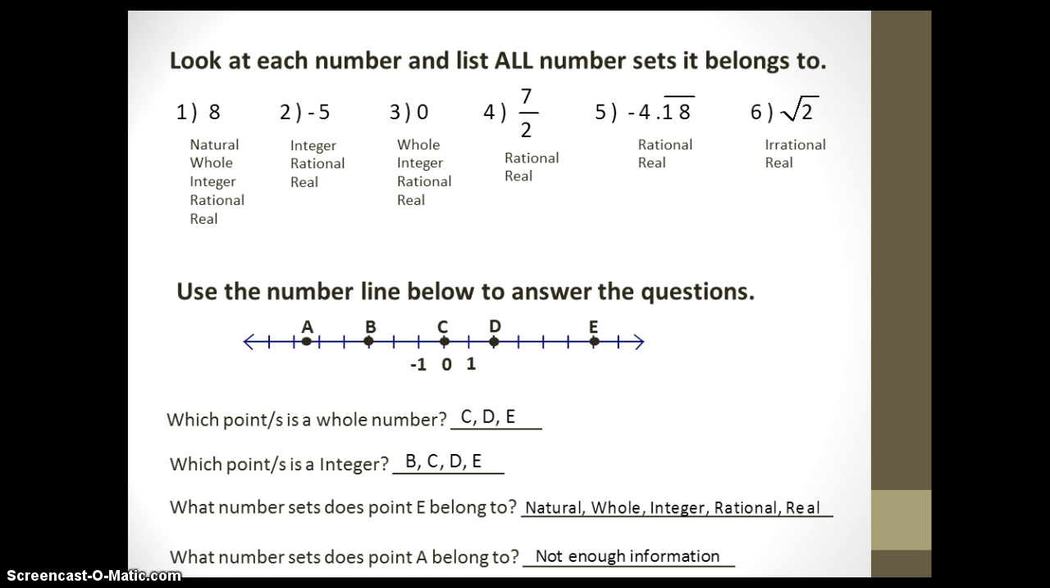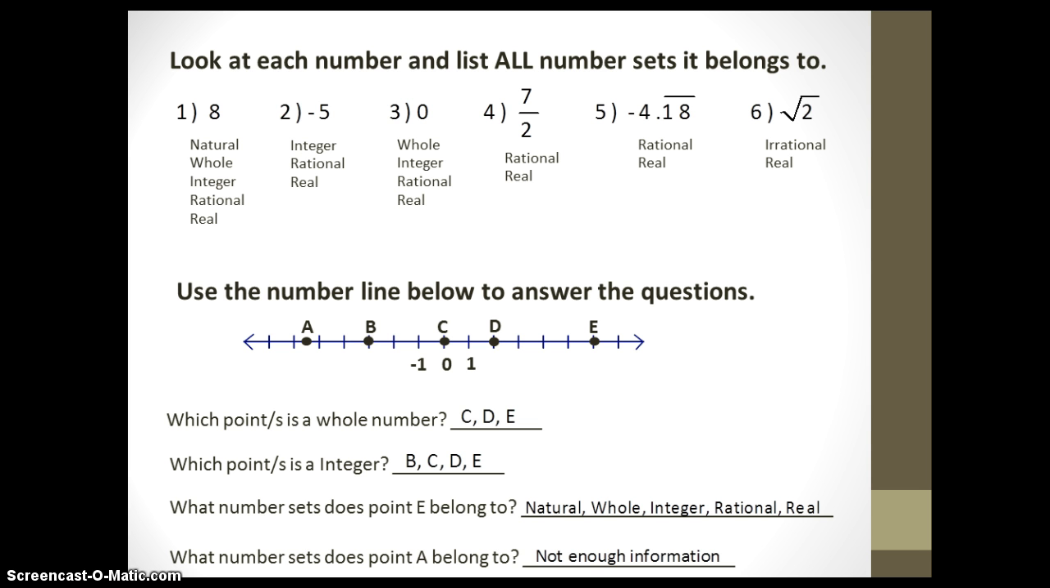Okay, which ones are the whole numbers? Remember, whole numbers are 0 and greater than 0. They do not include negatives, so C, D, and E. Integers are any of those numbers that are whole numbers or their opposites. So we would include C, D, and E, and we'd also add B.